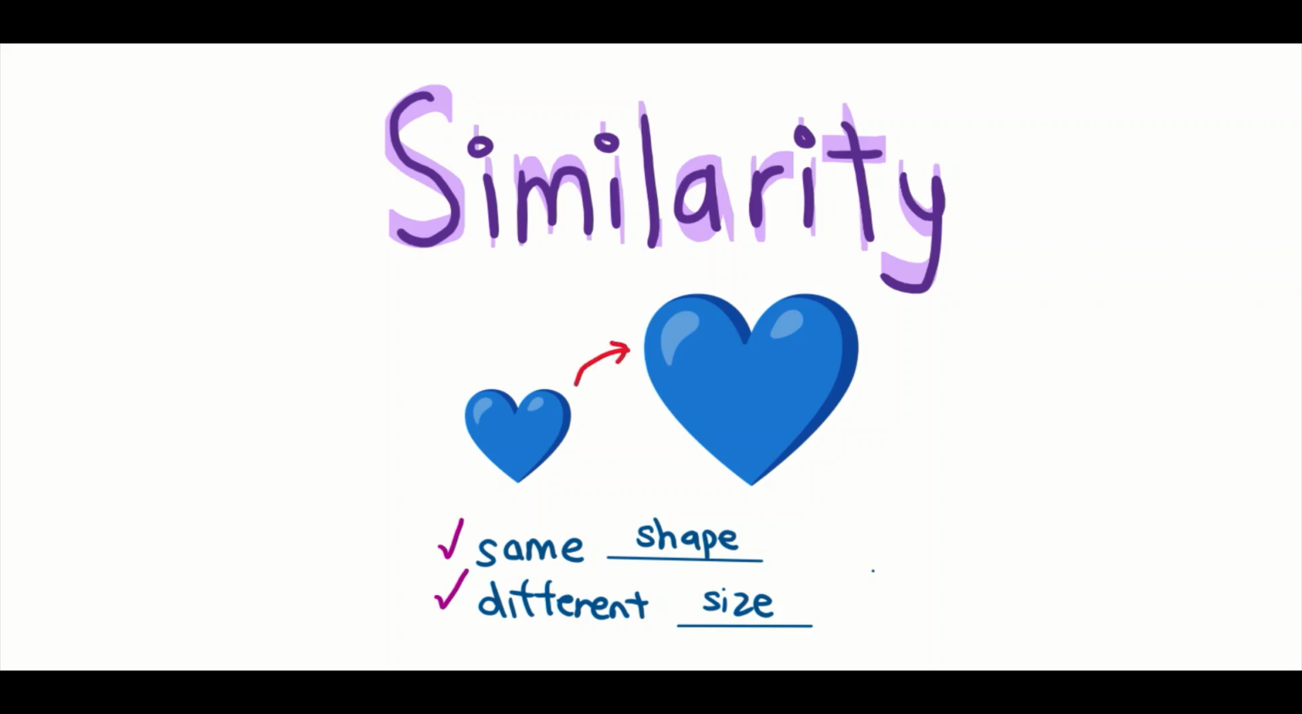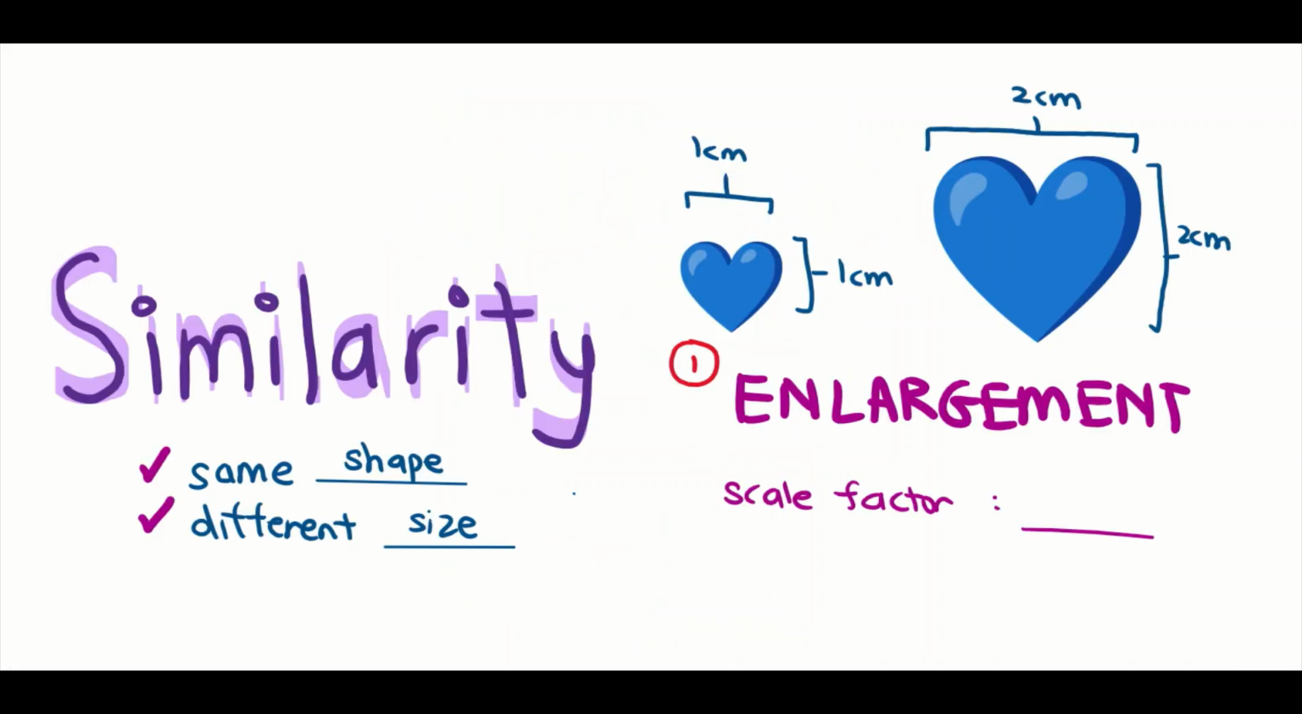To get the small heart to the bigger heart, we usually multiply by this thing called the multiplier, which also has the same meaning as scale factor. Scale factor and multiplier allow us to enlarge or reduce a size to get the second figure. The first keyword is enlargement, which means I'm enlarging something to make it bigger. From the small heart to the big heart, I am multiplying by 2.